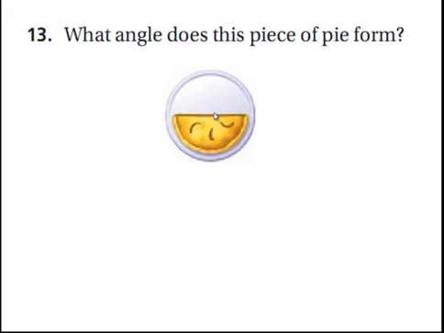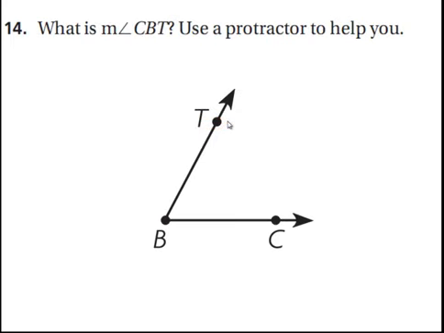Question 13. What angle does this piece of pie form? Can you see this part? Imagine you have the center of the circle here, and you have the first ray and second ray. What does it represent? Which angle does it represent? Exactly, a straight angle or 180 degrees. Good answer.